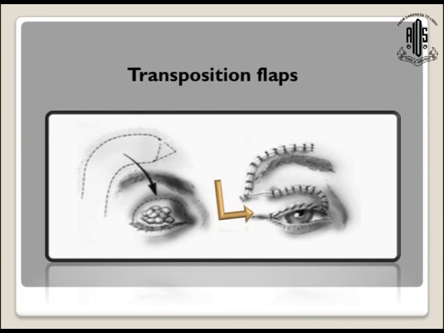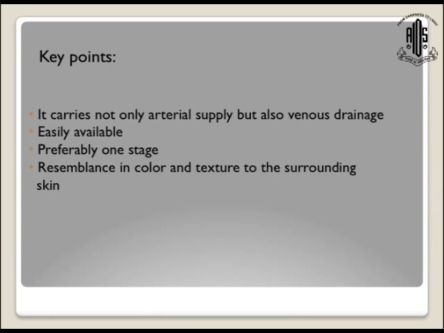Certain other options that we have are transposition flaps. They are very important because they not only carry the arterial supply but also the venous drainage. They are easily harvested. It is usually a one-step procedure and they resemble the color and texture of the surrounding skin perfectly. These are known as monopedicle flaps.